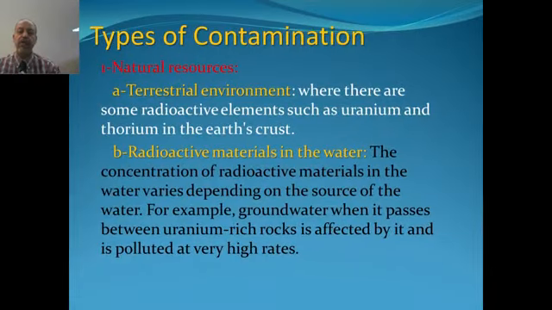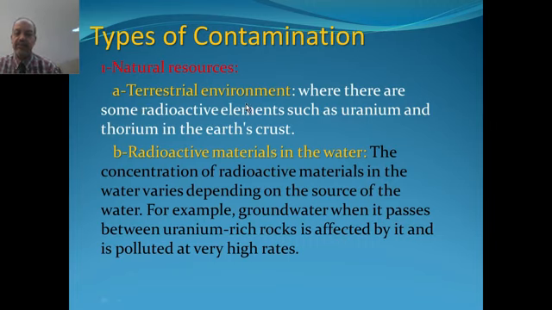Okay, now we discuss the types of contamination. There are two types of contamination. One is natural, and the other is manufactured, which is caused by man or an accident. The first one, natural sources, comes from four types.